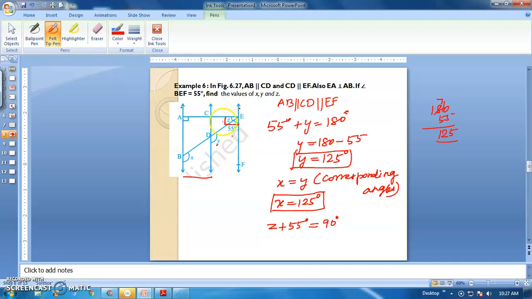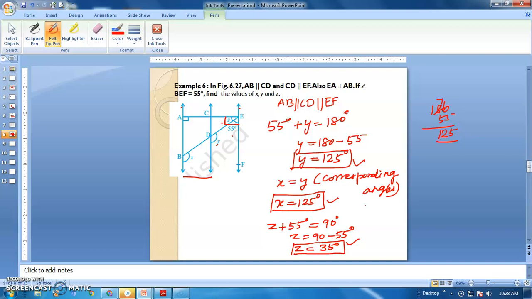So this angle is nothing but the sum of these two angles. So z plus 55 degrees equals 90 degrees. Therefore z equals 90 minus 55, so z equals 35 degrees. So the x value is 125, the y value is also 125, and the z value is 35 degrees. Everything is according to the corresponding angles and supplementary angles.